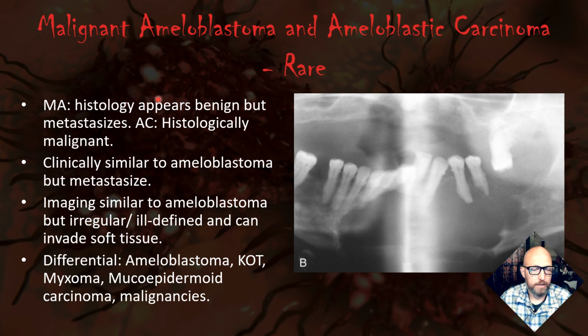Histologically, the malignant ameloblastoma actually appears benign, but it metastasizes, whereas ameloblastic carcinoma, it's got carcinoma in its name. Everything about that is malignant. And so histologically, it appears malignant as well as it metastasizes. So both of these are accepted as malignancies because of that. That's the main distinguisher between whether something is malignant or not, whether or not it metastasizes.